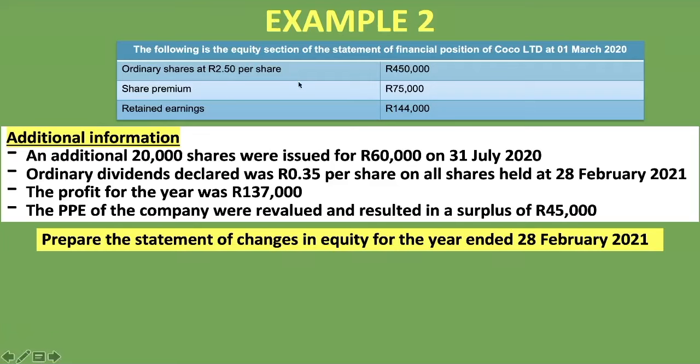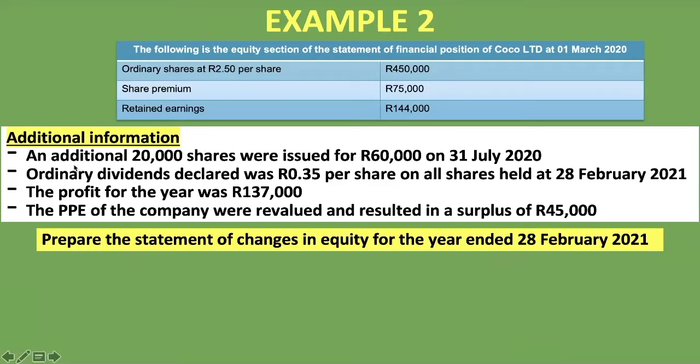Remember, we're told that this information that we're given in this table is at the 1st of March 2020, and we are completing the statement of changes in equity for the year ended 28 February 2021. So first thing that we need to pay attention to here is how many elements of equity do we have. Obviously, we have ordinary shares, we have retained earnings, we also have share premium, and we can see that in this table. Now let's look at additional information if we're going to have any additional columns in our statement of changes in equity.